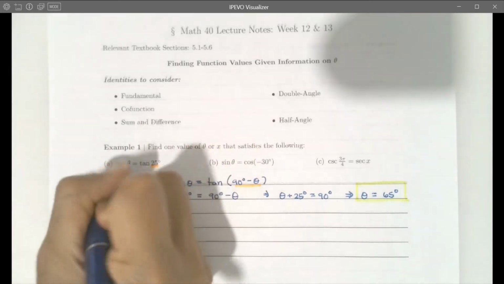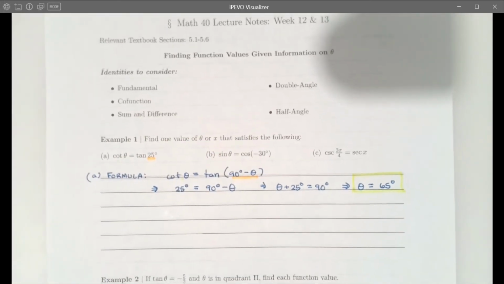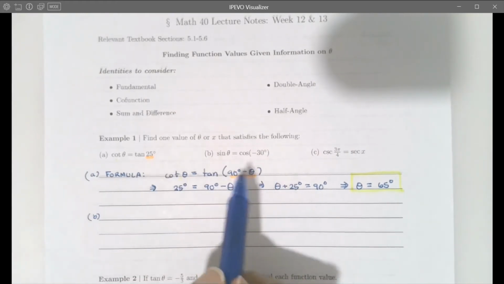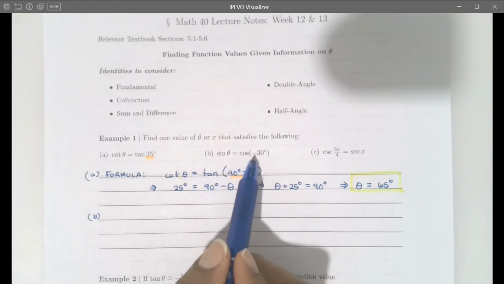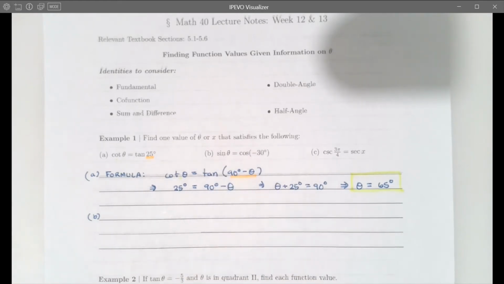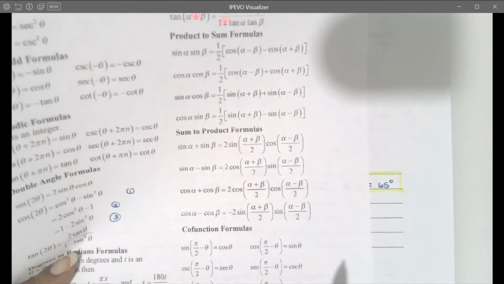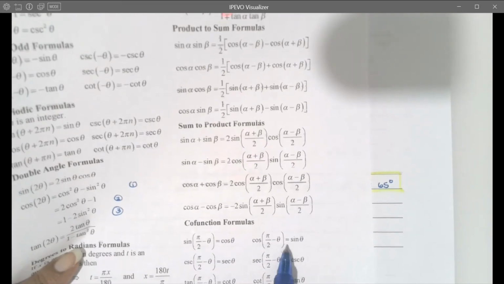Okay, so that is for part A. Part B has a similar problem, but in this case we have sine. So now we're going to look for a formula that relates sine theta to cosine of some angle. And if we focus again on the cofunction formulas, you'll see that there are two formulas, one that deals with cosine, one that deals with sine.